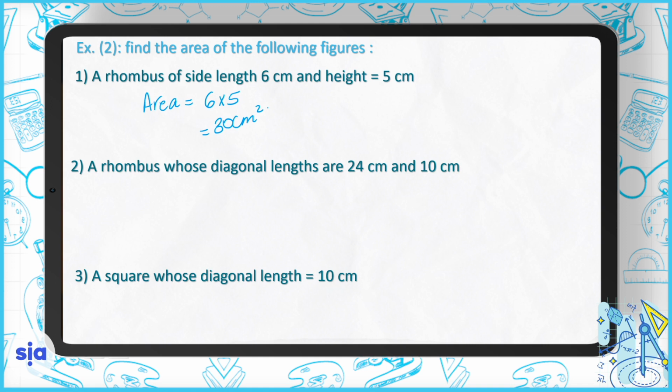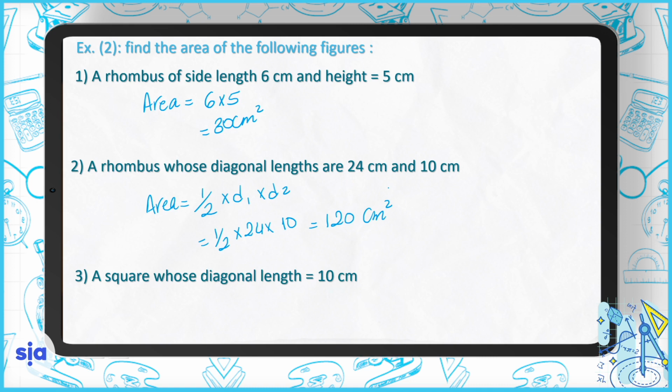For question 2, I want to find the area of the rhombus that has diagonal lengths 24 and 10. We know that the area of the rhombus is half times diagonal 1 times diagonal 2. So it's half times 24 times 10, which is 120 centimeters squared.